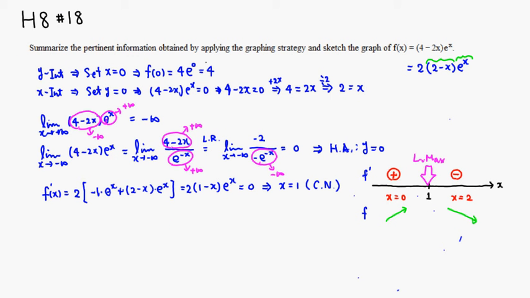Alright, so we take another derivative, so f double prime of x. Put 2 in front, so we'll take care of that. Here, this is the first guy, and this is our second guy. The derivative of 1 minus x would be negative 1 times e to the x, plus the first guy, 1 minus x, multiplied by the second guy.